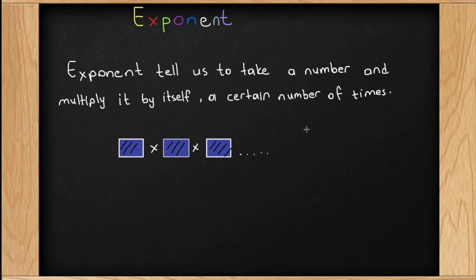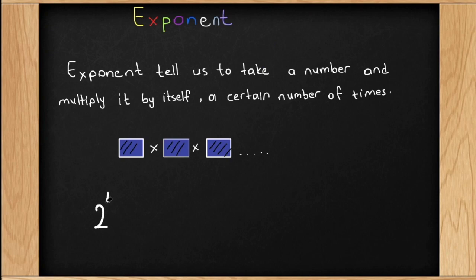An exponent tells us to take a number and multiply it by itself a certain number of times. In other words, exponents are basically repeated multiplication. Let me give an example.